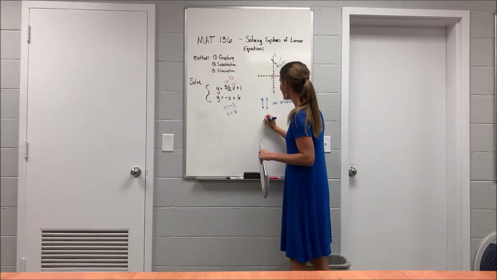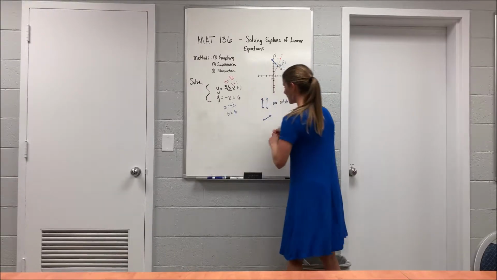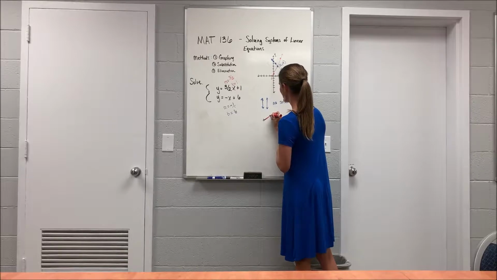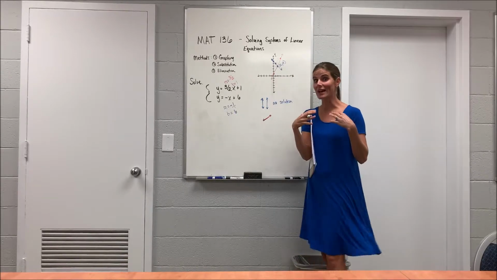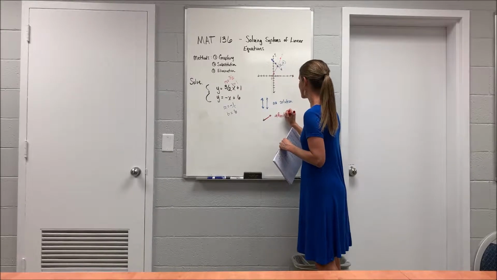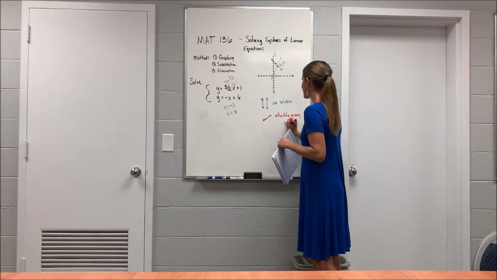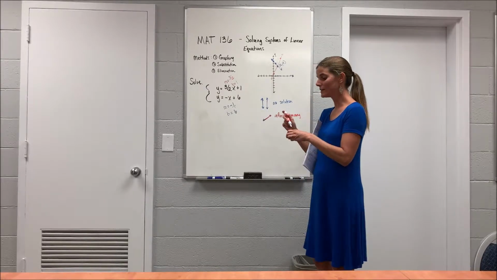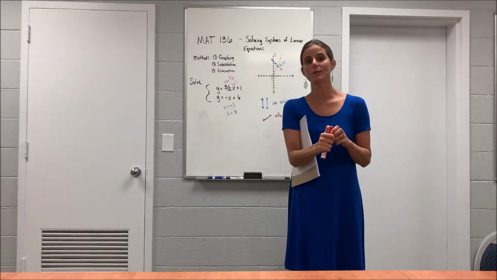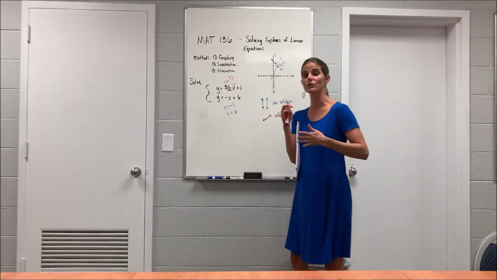And then in some cases you might have one line that falls directly on top of the other one. In that case, they intersect everywhere, which would be infinitely many solutions since those lines go on forever. So those are different scenarios for that. So that's graphing to solve systems of linear equations. That's one method, especially if they're in slope-intercept form. That can be a very useful thing.